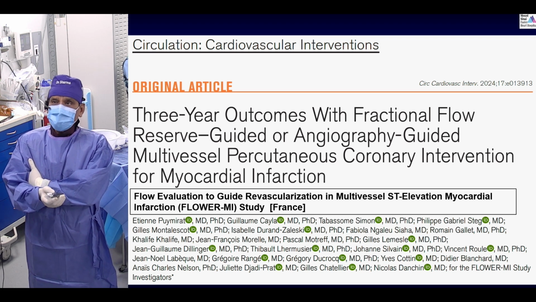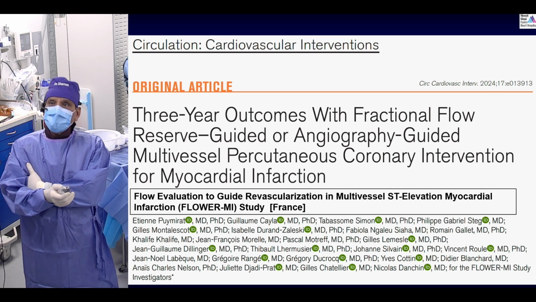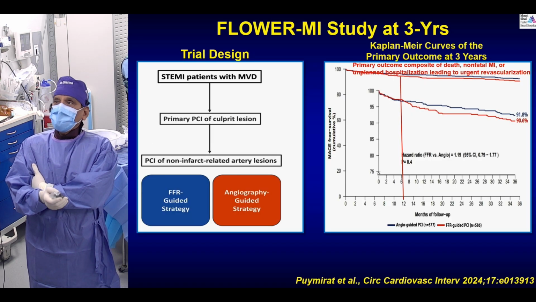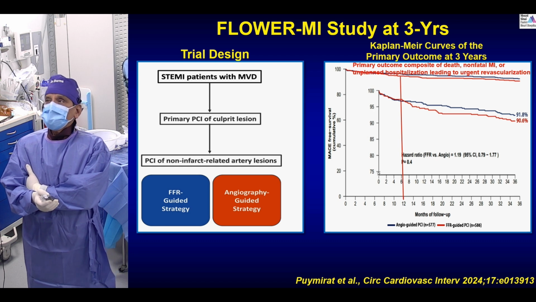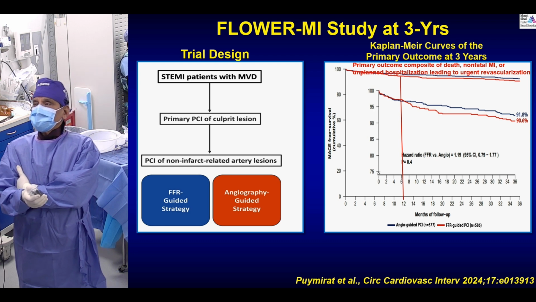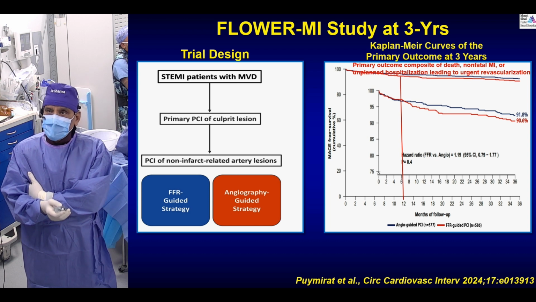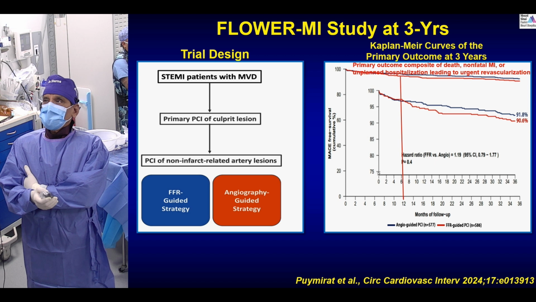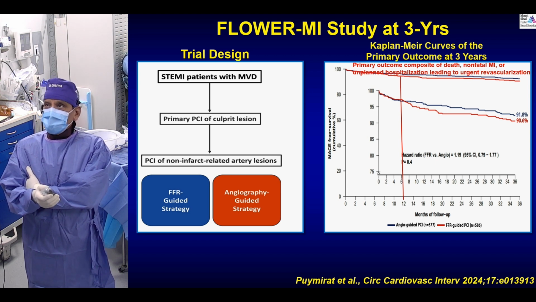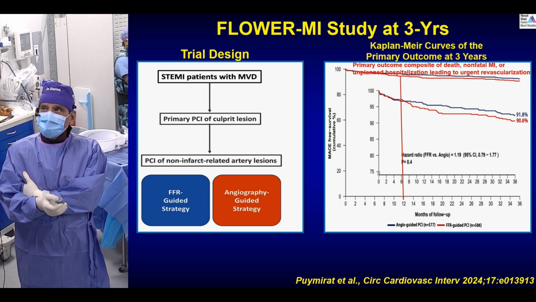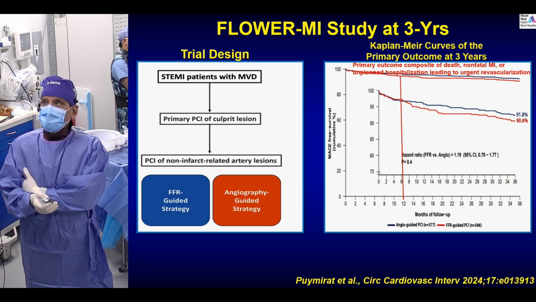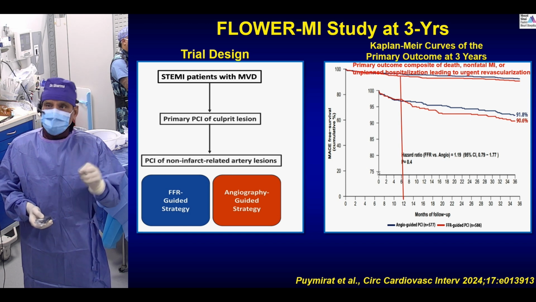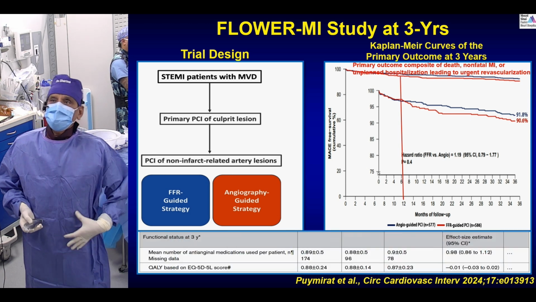Then remember FLOWER-MI we presented? That was the FFR guided full revascularization versus angiographic guided multivessel PCI, done in France. We had the 1-year data, and now we have the 3-year data. And you can see here, identical outcome, only 1% difference, with a p-value of 0.4. So FFR guided complete revascularization versus angiographic guided, the primary outcome of death, MI and unplanned hospitalization leading to urgent revascularization were no different in the primary Kaplan-Meier curve. So clearly the FFR guided complete revascularization strategy did not give any benefit.